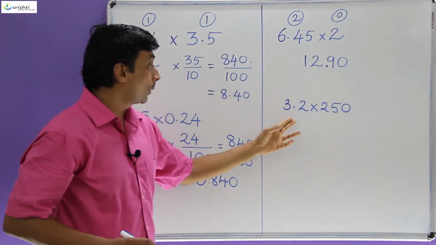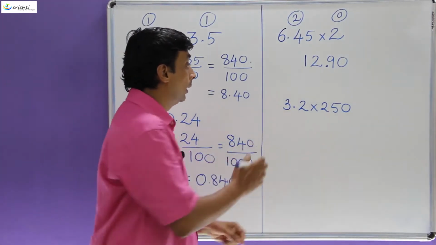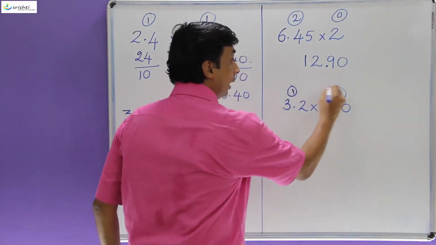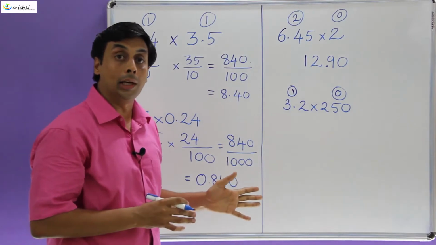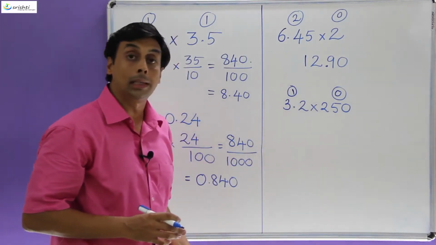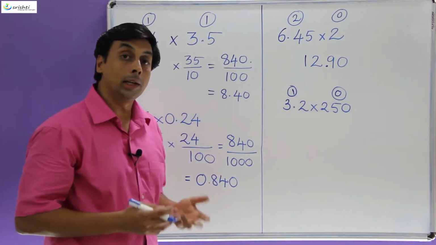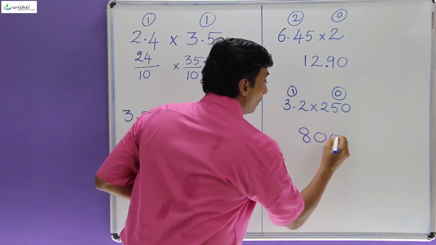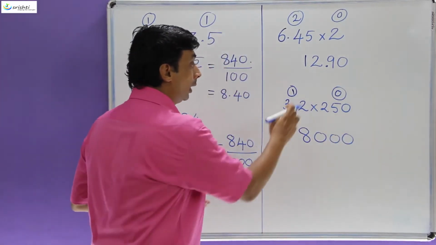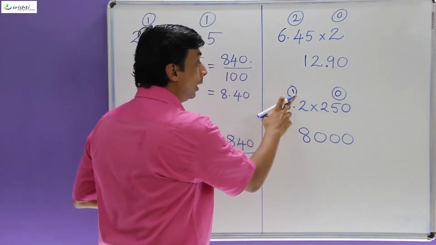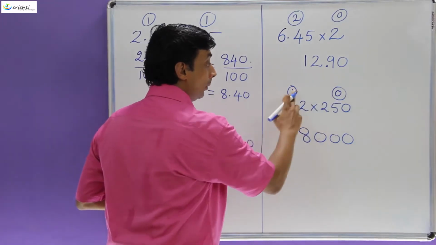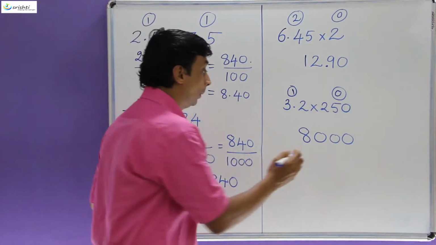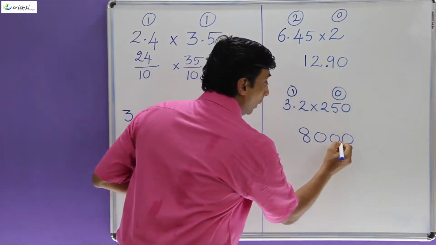Okay, what do you expect over here? How many decimal places are in this number? There is 1 decimal place. How many decimal places here? There are 0 decimal places. So what I can actually do is, I can calculate 32 multiplied by 250. So 32 multiplied by 250 is going to be 8000, right? And 8000, how many decimal places should I provide? There is 1 decimal place and 0 decimal places. 1 plus 0 is 1. So I should be providing 1 decimal place. That decimal place I can place it over here.